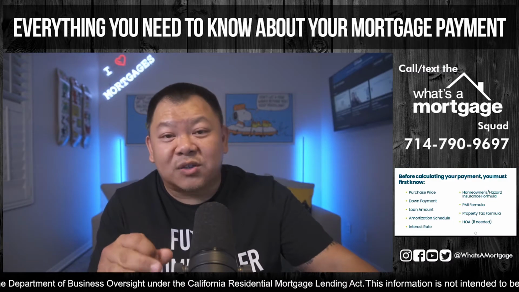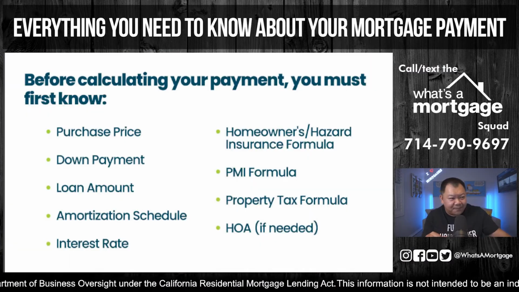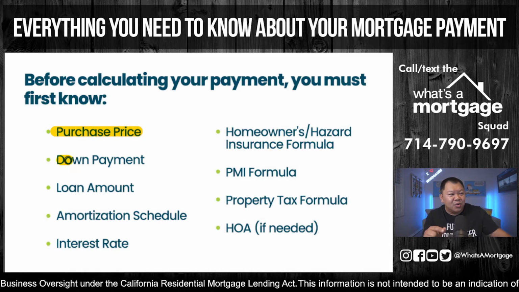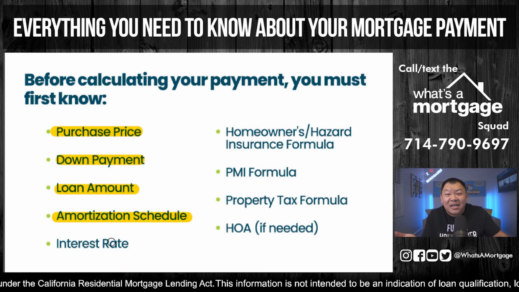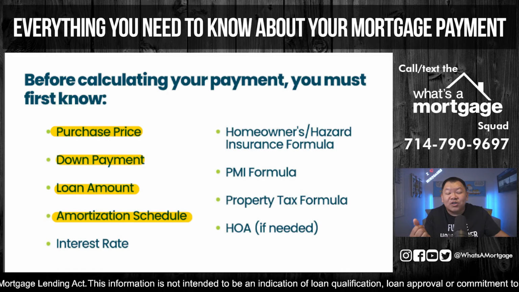Before calculating your mortgage payment, you got to know these things up front. You got to know the purchase price. You got to know the down payment. You got to know the loan amount. You got to know your amortization schedule. Remember, is it a 30-year fixed loan? When using the mortgage calculator, they typically will say 30-year fixed, but you're going to do a 25, 15, or shorter term. Make sure you know what your amortization schedule is.